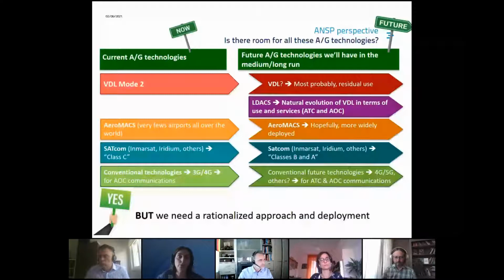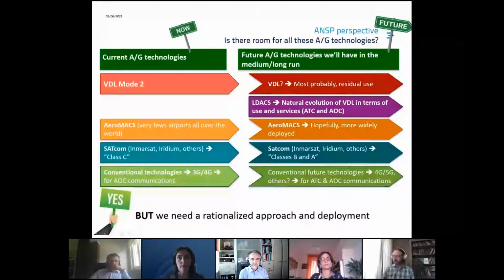But for doing that, those technologies have to fulfill different requirements. We're talking about safety requirements, security requirements, certification requirements. But these new technologies would also provide us with new benefits, like improved capacity, global coverage, interoperability, flexibility. So these are technologies that have to be kept in mind for the future. So the answer to this question, is there room for all these ground technologies? Yes, the answer is yes, but we need a rationalized approach and deployment. So as you mentioned before, this cost-benefit analysis, this positive business case will be very important to make a decision on the future of the ground technologies.